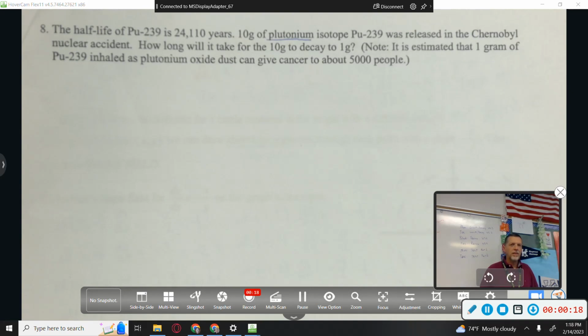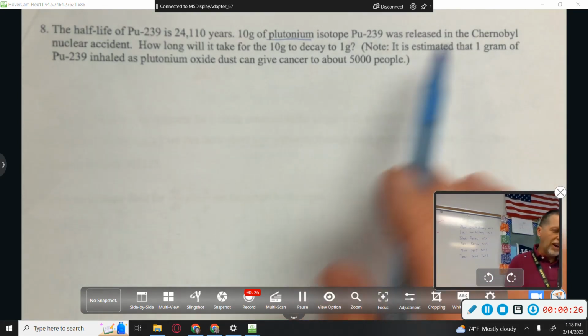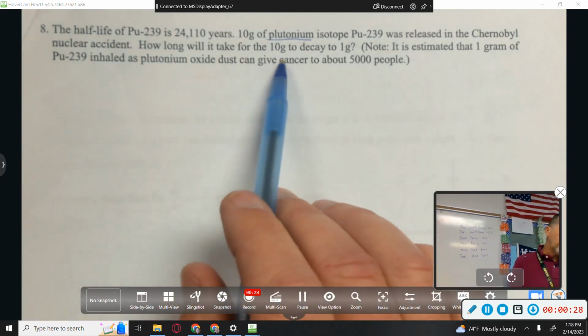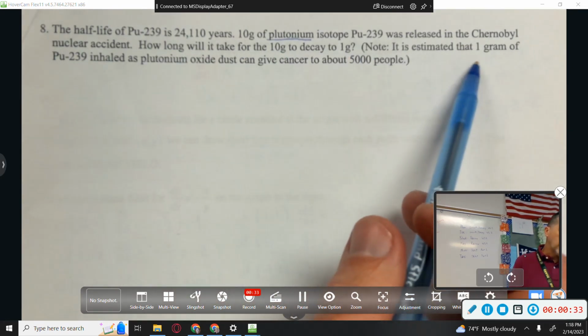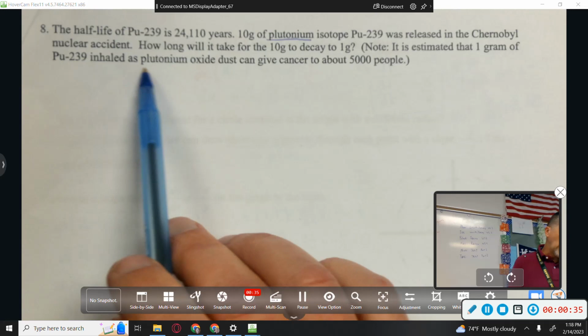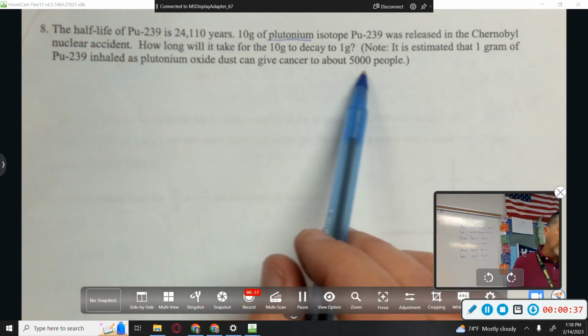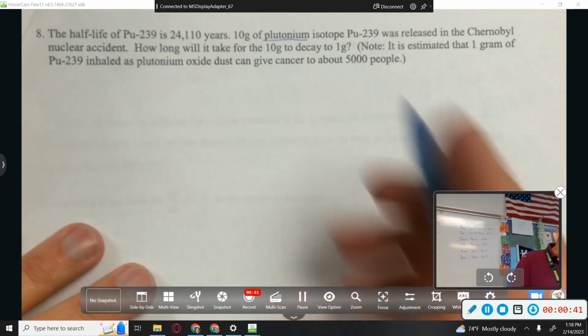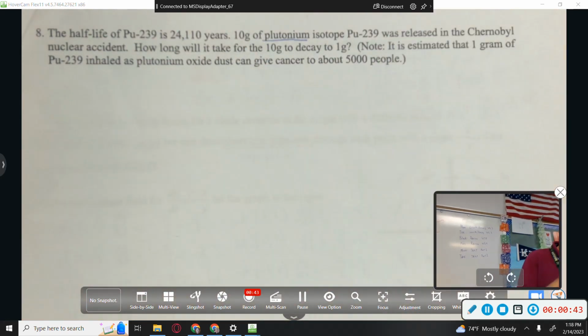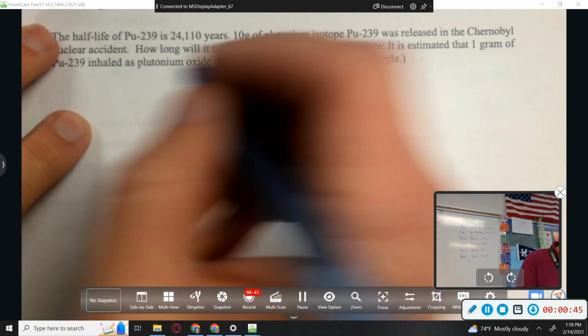Ten grams of plutonium was released in the Chernobyl nuclear accident. How long will it take for the 10 grams to decay to 1 gram? I have no idea if that's accurate or not, by the way. It is estimated that 1 gram inhaled as plutonium oxide dust can give cancer to about 5,000 people. That's really sad. Again, this seems like it's a researched problem, but I don't really know.